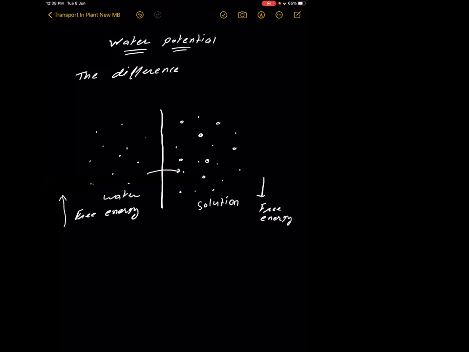So this difference between two free energies, between pure water and its solution. So water moves from high free energy region to low free energy region. And this difference between two free energies is called water potential. So in short, this is the difference between the free energy of pure water and the free energy of water in the system, in the solution. It is called water potential.